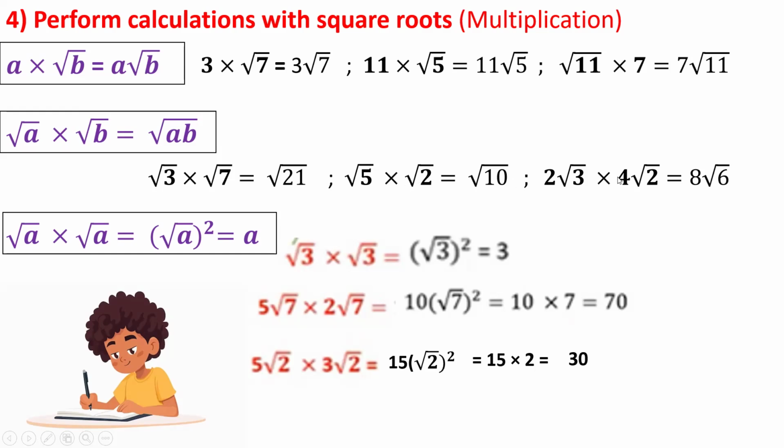2 radical 3 times 4 radical 2. We multiply the coefficient by the coefficient. 2 times 4 is 8. Then the radical by the radical. 3 times 2 is 6.